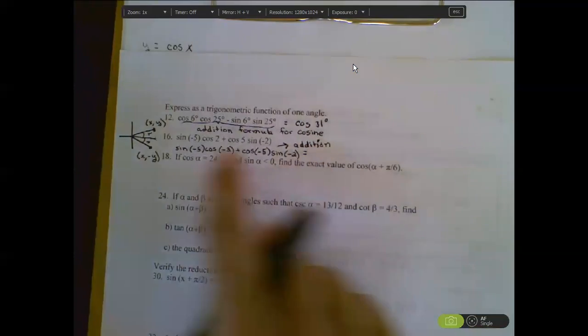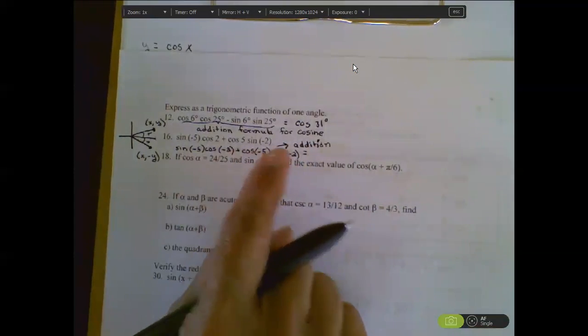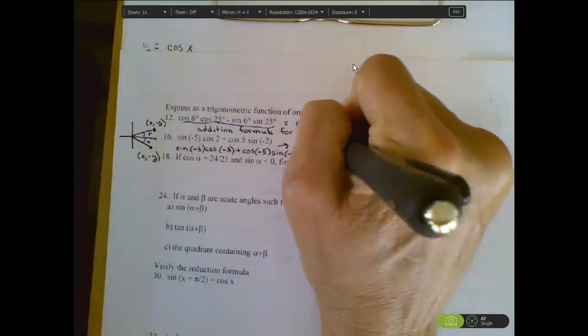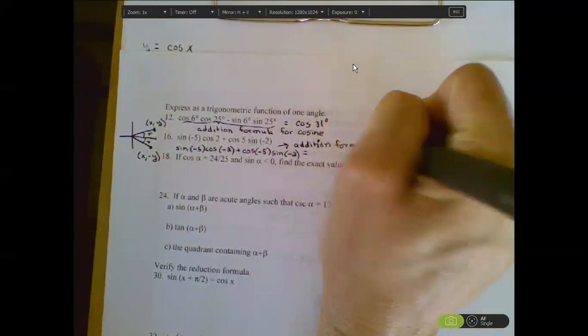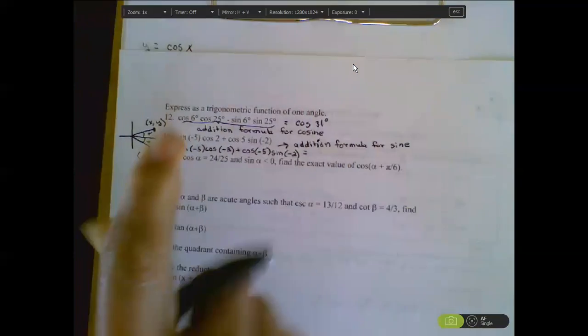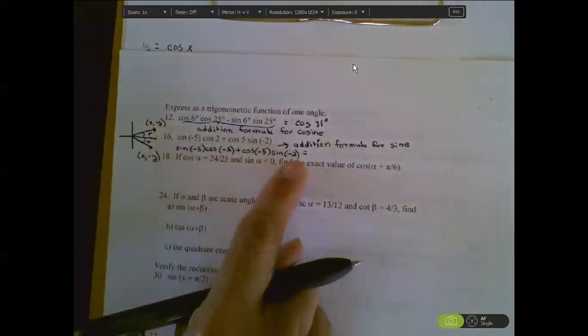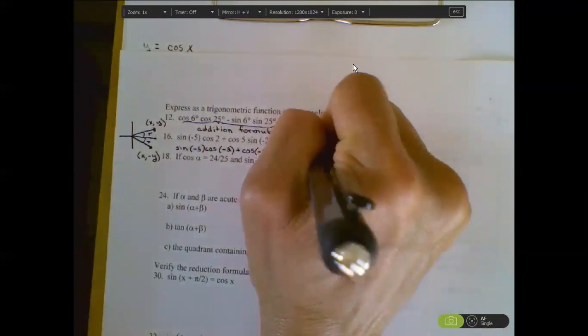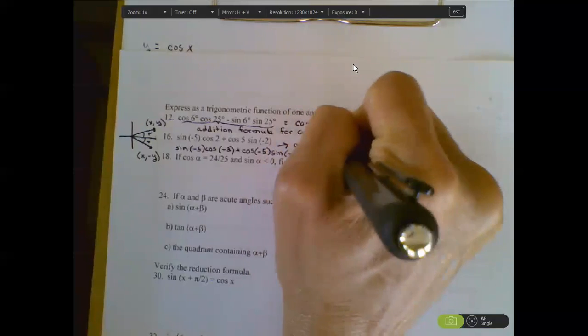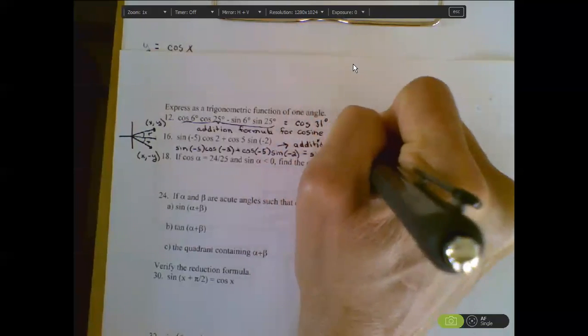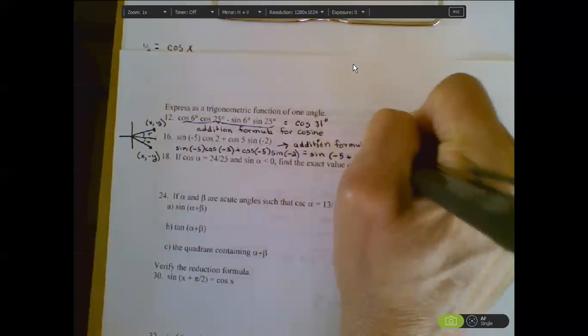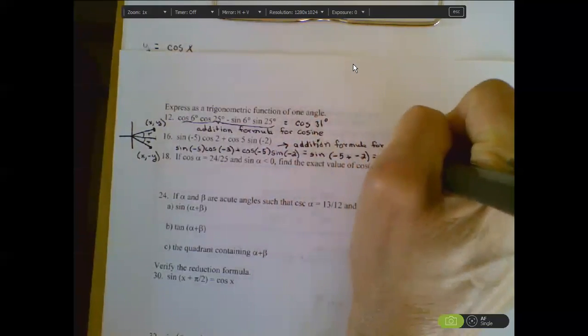Okay, since this is the addition formula for sine, then all of this can be put back together as the sine of negative 5 plus negative 2, or the sine of negative 7.